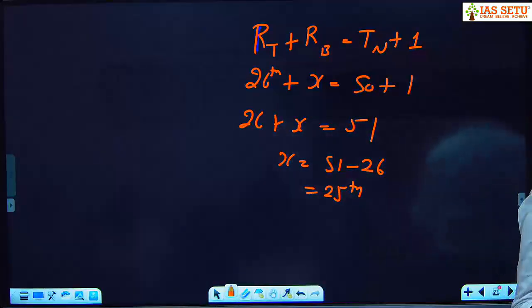So can we solve this question with the help of statement 1 alone? Yes. But as I suggested to you, if you are able to solve the question with statement 1 alone, you have to give chance to statement 2 also.